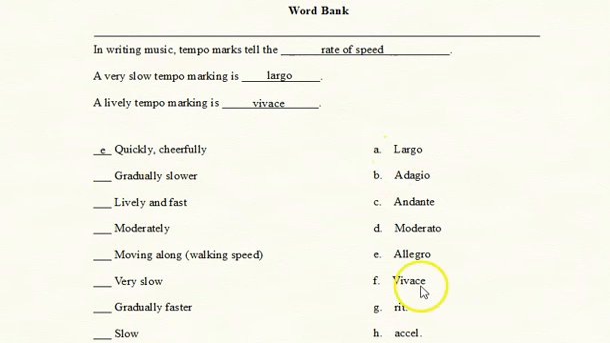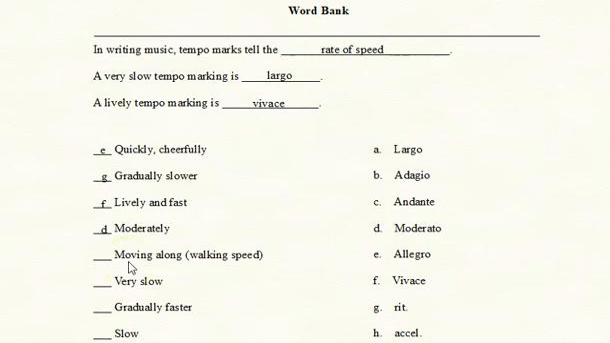Our next English meaning is gradually slower. So we know it's not any of these, but one of these two. Accelerando means gradually faster, and ritardando means gradually slower. So we will use this one. Next we see lively and fast. We just went over that up here, so we know it's vivace. Here we see moderately. Okay, well, we know that moderato means moderately, and we also know it can be combined with other words to express different tempos.